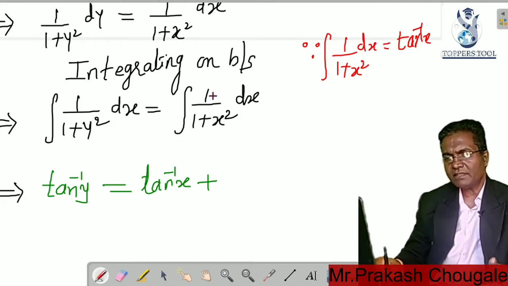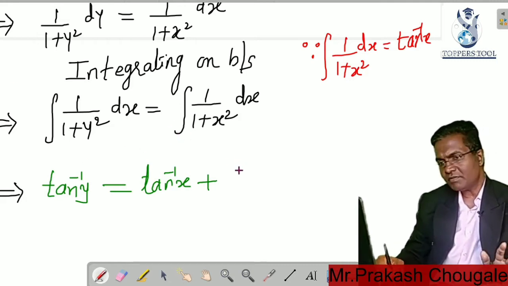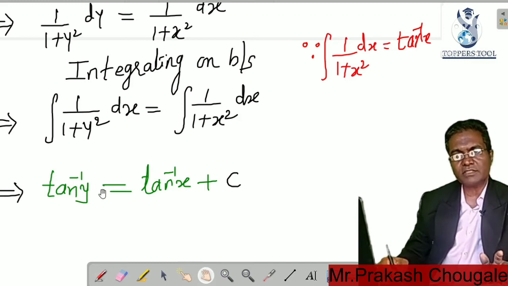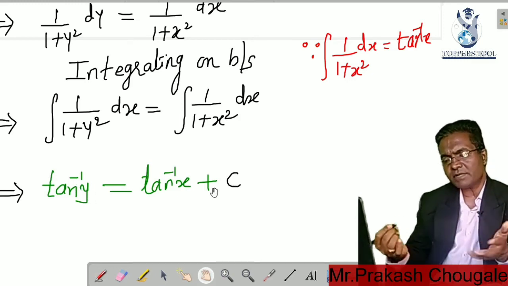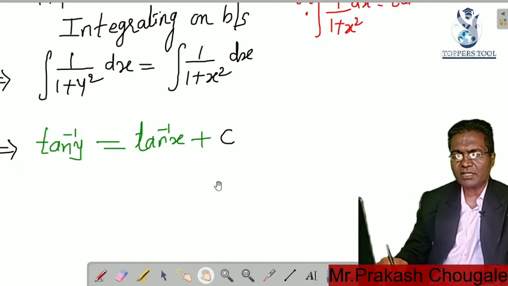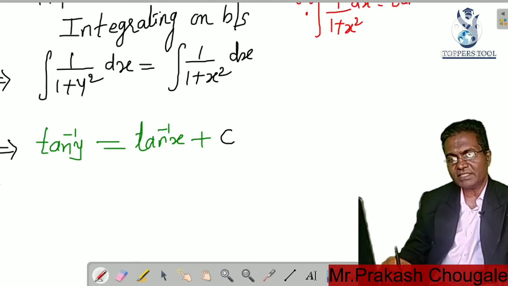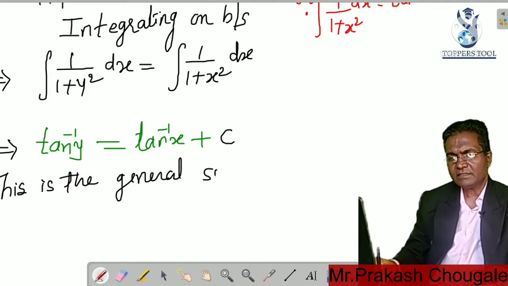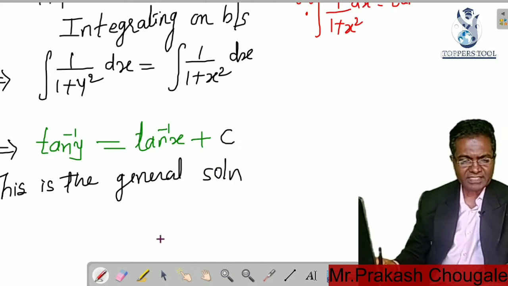As you know, after integration you have to add the constant, so I can add the constant c on this side. Here there is one constant and here one constant, so the addition or subtraction of both constants is some other constant. So this is your general solution, as it contains an arbitrary constant.